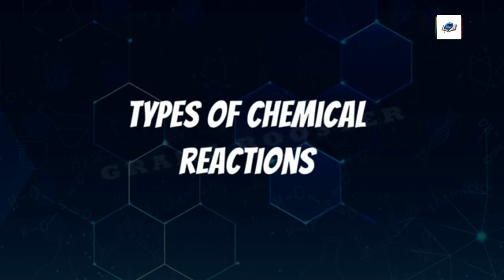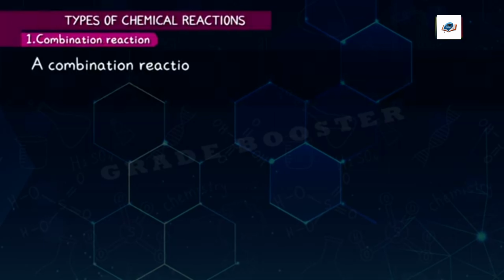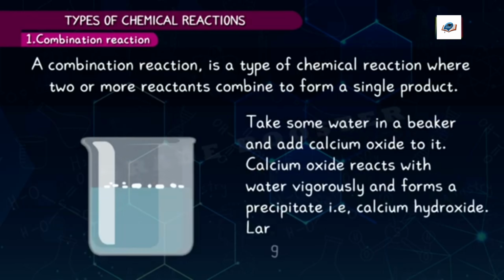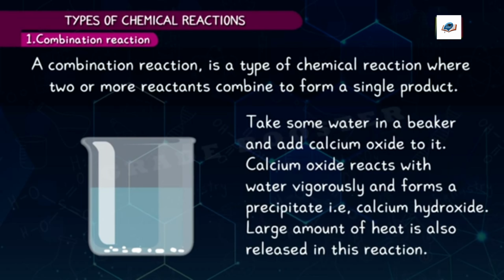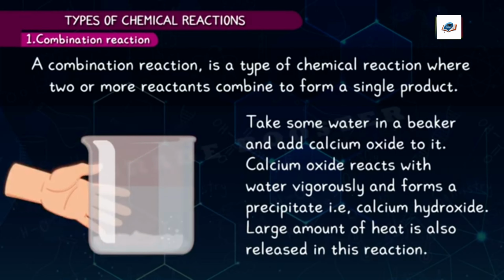Types of chemical reactions. 1. Combination reaction. A combination reaction is a type of chemical reaction where 2 or more reactants combine to form a single product. Take some water in a beaker and add calcium oxide to it. Calcium oxide reacts with water vigorously and forms a precipitate, that is calcium hydroxide. Large amount of heat is also released in this reaction.